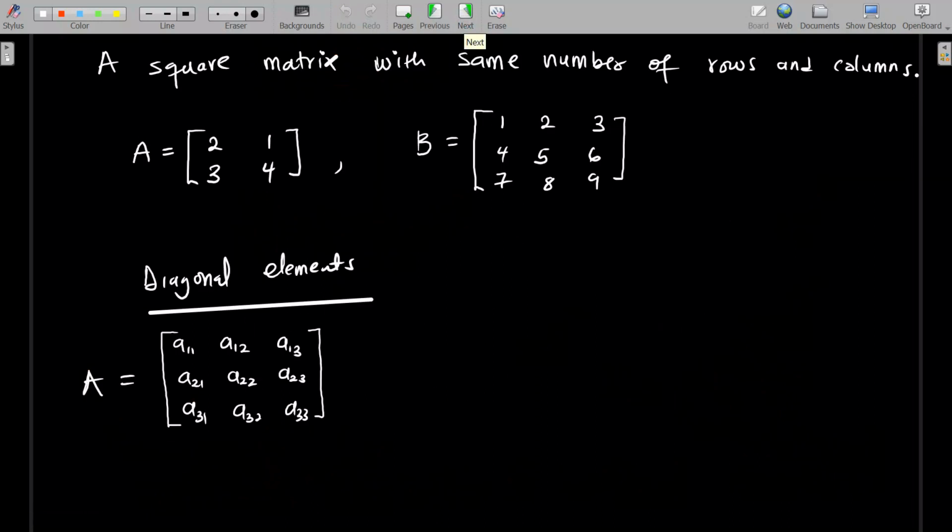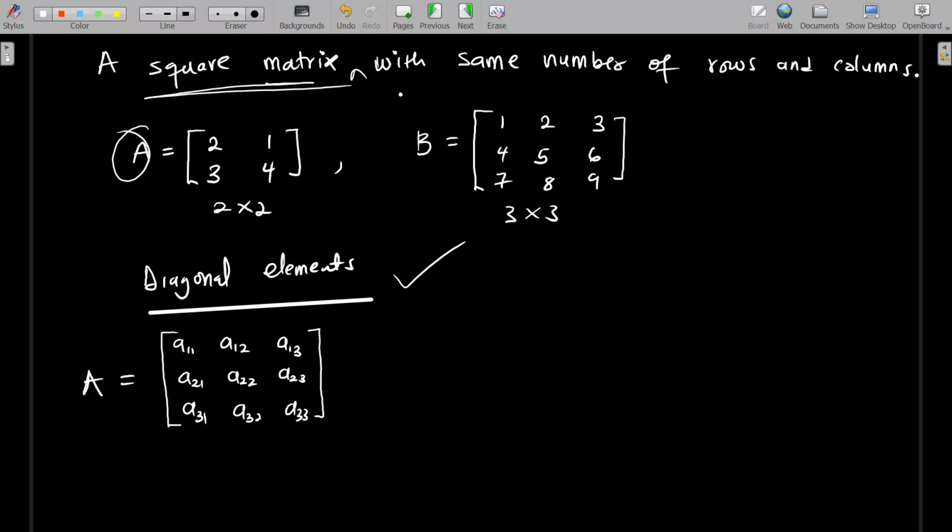Now a square matrix is a matrix with the same number of rows and columns. An example of that is A equal to 2 1 3 4. We read the entries of a matrix along the rows, so 2 1 3 4. Here this is a 2 by 2 matrix. This is also a 3 by 3 matrix. So when you have the same number of rows and columns, then your matrix is a square matrix.